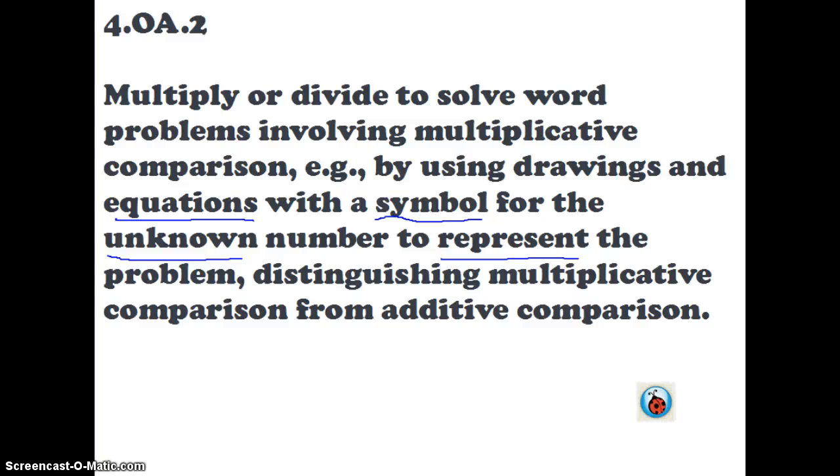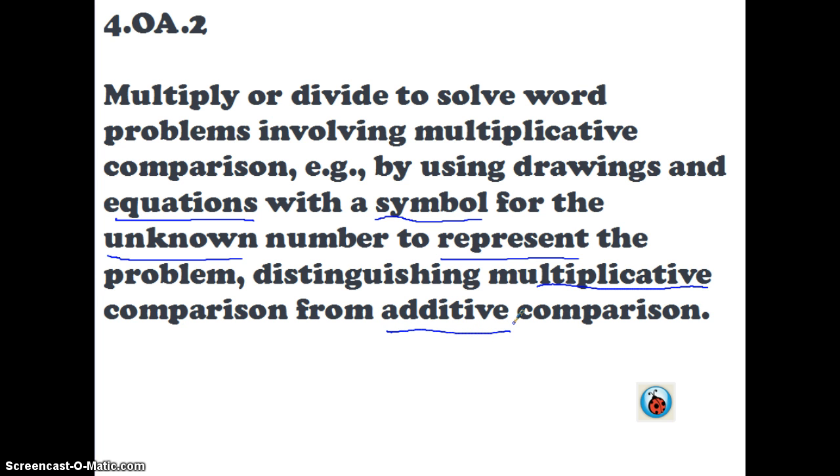All right, so our homework problem for tonight uses 4082, which is multiply or divide, to solve word problems involving multiplicative comparison by using drawings and equations with a symbol for the unknown number to represent the problem, distinguishing multiplicative comparison from additive comparison. Okay, so what we're going to focus on is the multiplicative comparison versus the additive comparison.